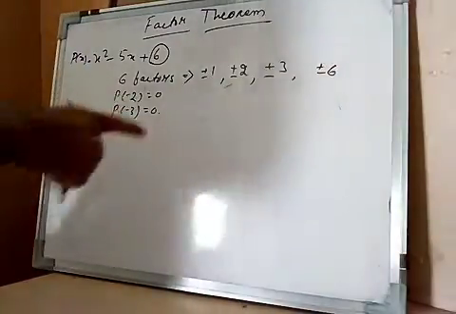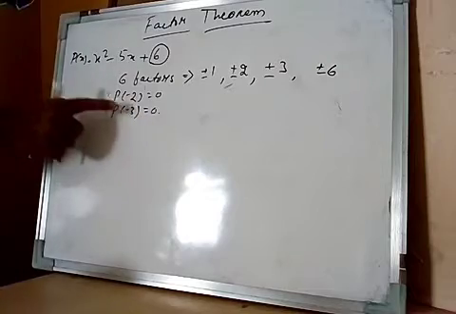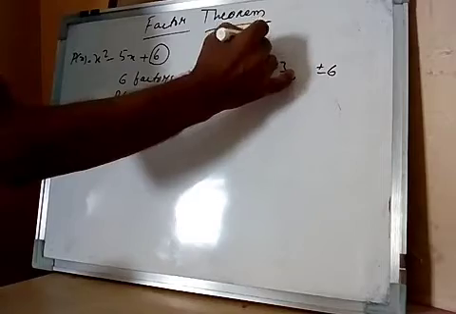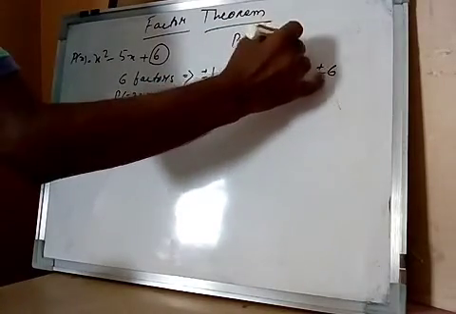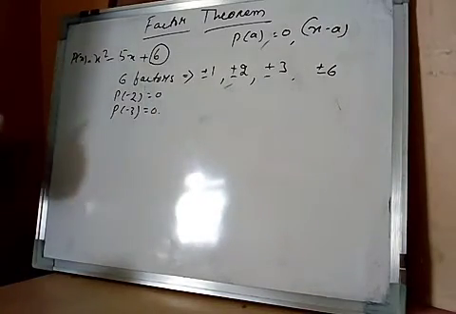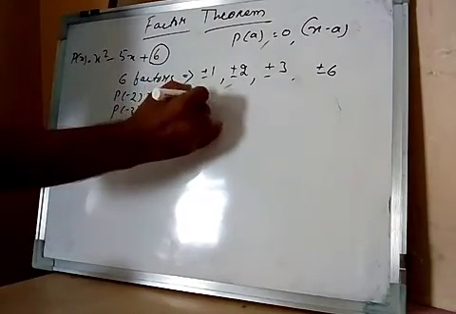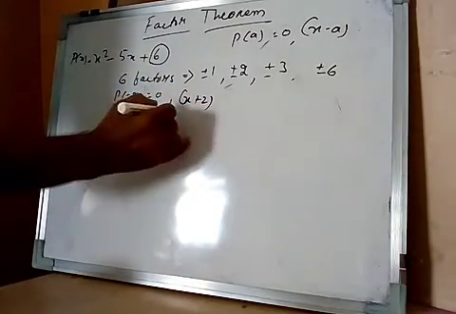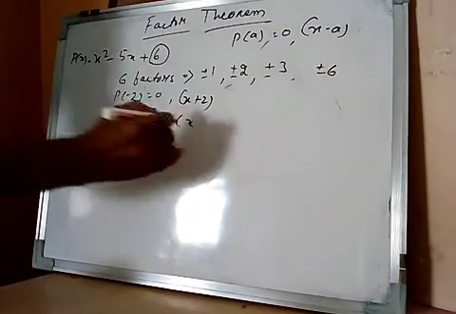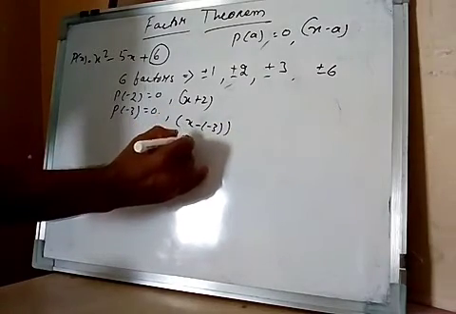Here we checked by taking the factors of 6 that p of minus 2 equals 0 and p of minus 3 equals 0. For example, if p of a equals 0, then x minus a is a factor of p(x). So here p of minus 2 is 0, then x minus minus 2, that is x plus 2, will be a factor of p(x). Now also, if p of minus 3 equals 0, then x minus minus 3 will also be a factor. So this one will be x plus 3.